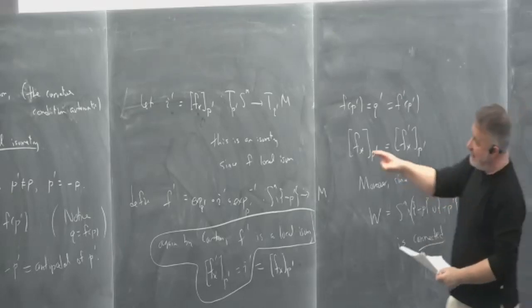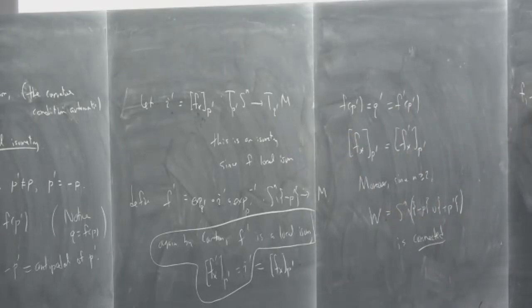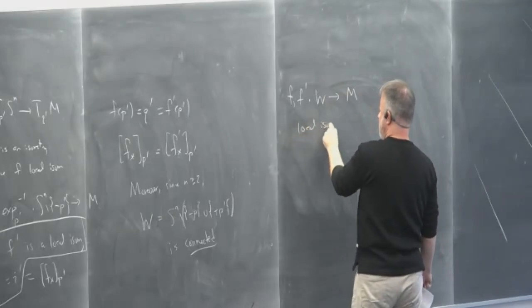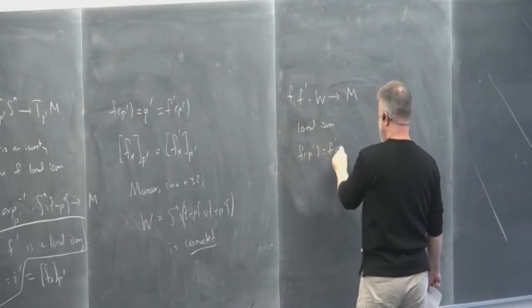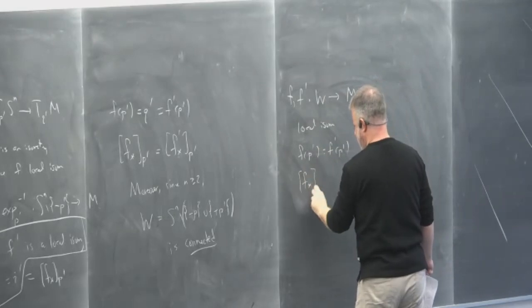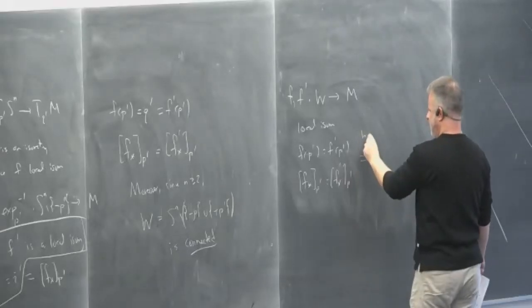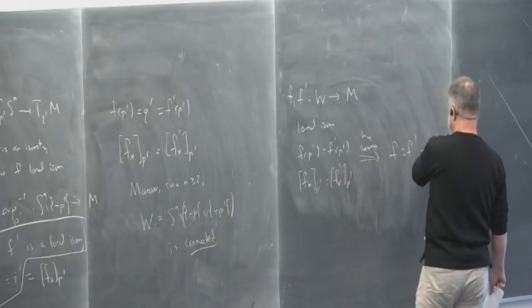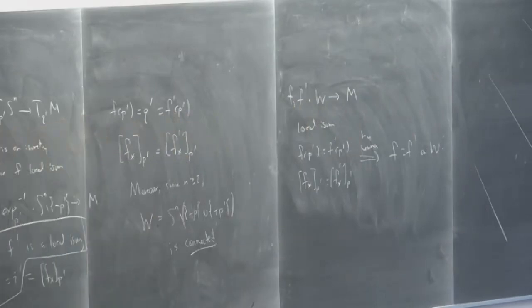So what do we have? We have F and F prime are both local isometries from W into M. And F of P prime equals F prime at P prime, and F star at P prime equals F prime star at P prime. So by the lemma that we proved last time, which I stated at the beginning of today's lecture, F equals F prime on W. They agree on W. All right, so now we just have to glue them together.